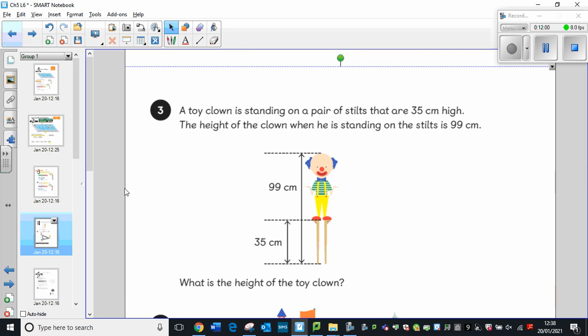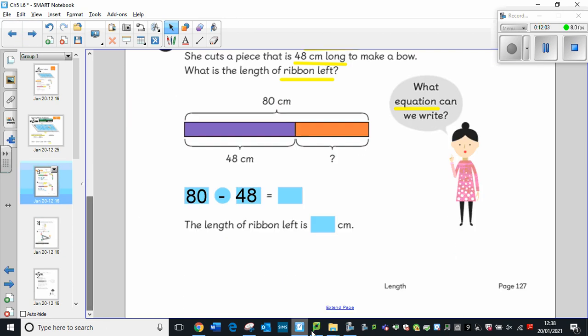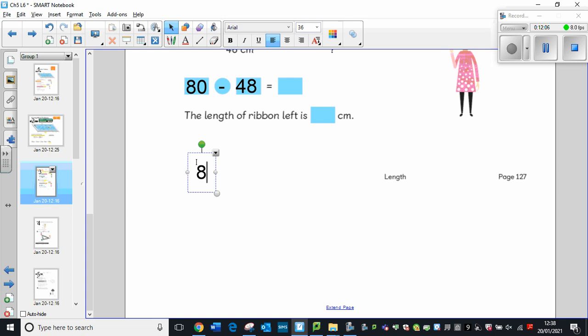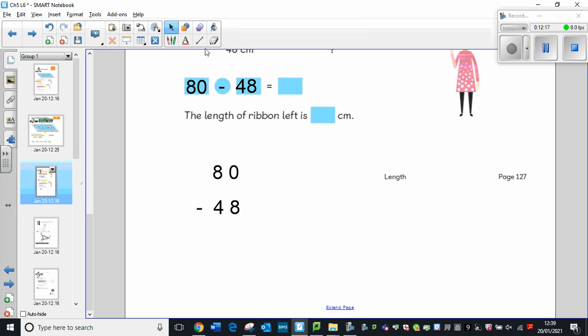Technology problems there. There we go. 80 take away 48. So I'm going to use my formal methods for this one. 80 take away 48. So what column would I start with? Shout it out for me. What column would I start with? Well, I'll start with the column furthest to the right, which is my ones column. So I'll be doing 0 ones, take away 8 ones. Well, I can't quite do that, can I?